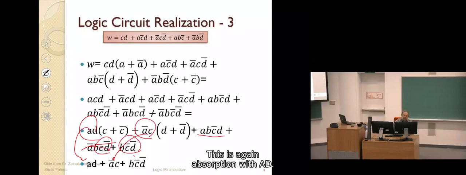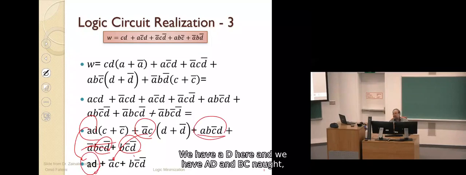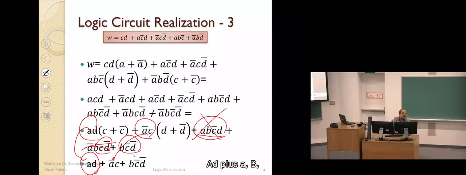Okay, this is again absorption with AD. We have AD here, and we have AD and with BC naught, so absorption. So this is also gone. AD plus AB C naught D, it becomes AD. So only 3 terms with 7 literals. AD plus A naught C.